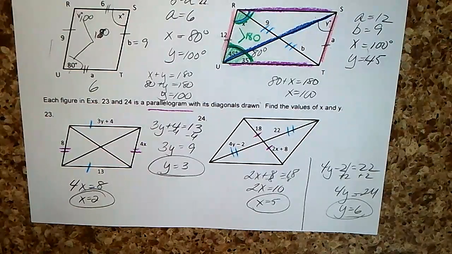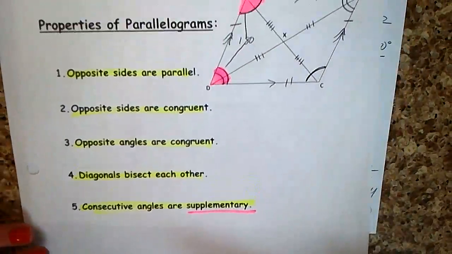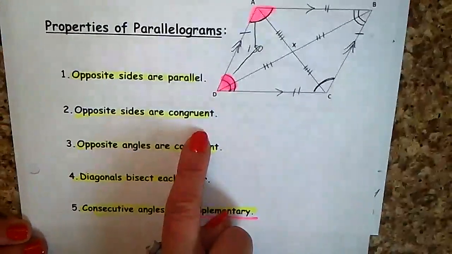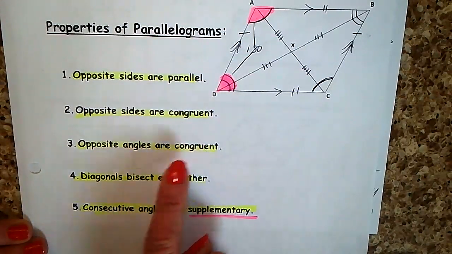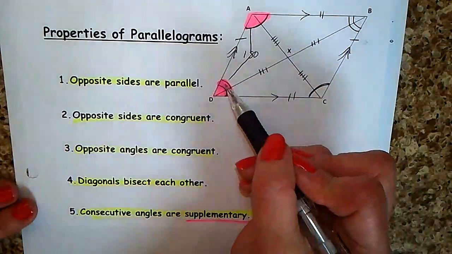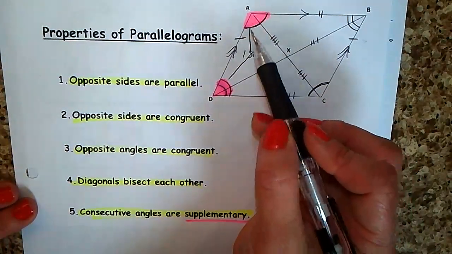Also, there is the summary sheet posted here of all of our properties that parallelograms have, right? Opposite sides parallel, opposite sides congruent, opposite angles congruent, diagonals bisect each other, and consecutive angles are supplementary, meaning the big angle here and the big angle here add to equal 180.